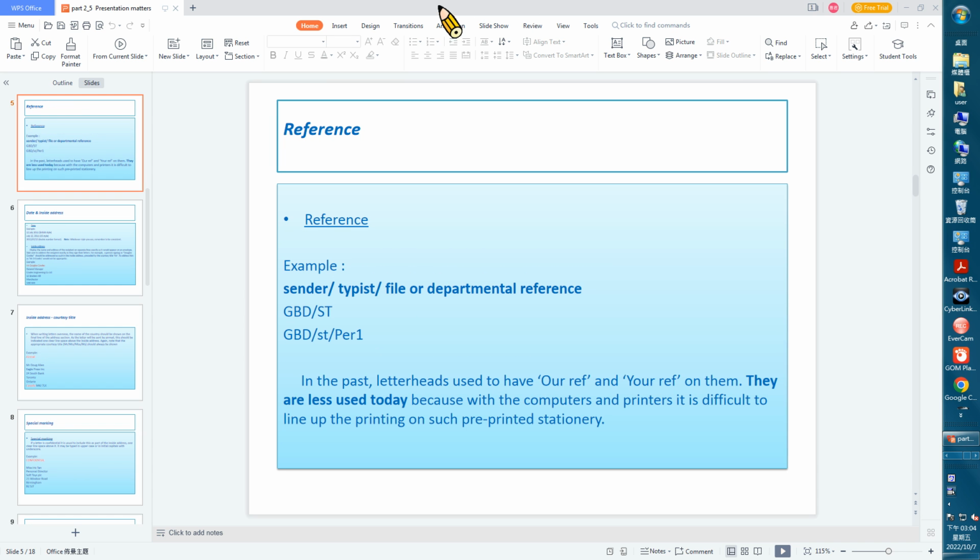Now let's look at reference first. The sequence for writing reference is sender first, typist second, and then file or departmental reference. In the past, letterheads used to have "our reference" or "your reference" on them. They are less used today because with computers and printers, it is difficult to line up the printing on such pre-printed stationery.